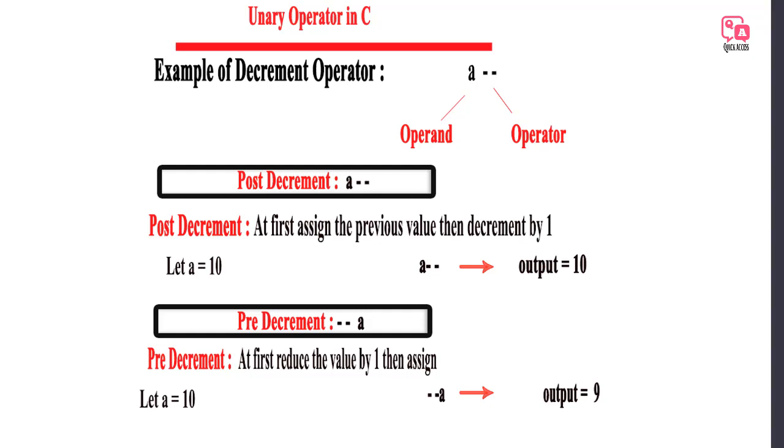A is an operand. So what will be the output? The output will be 9. Why 9? Because we are using pre-decrement. So at first decrease the value by 1, then assign.